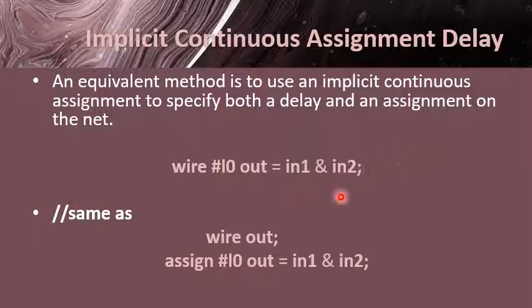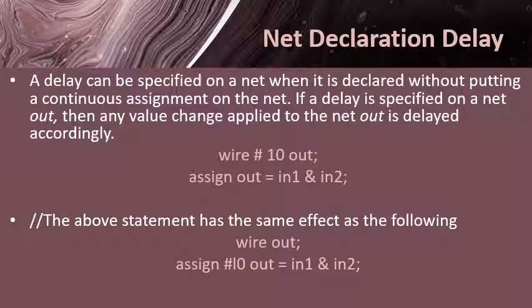So this statement is the same as writing these two statements, that is wire out, assign #10 out equal to in1 and in2. This is the same thing that we have seen earlier under regular assignment delay. These two can be combined into this one statement, and this is called implicit continuous assignment delay.